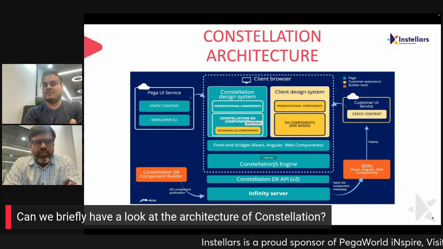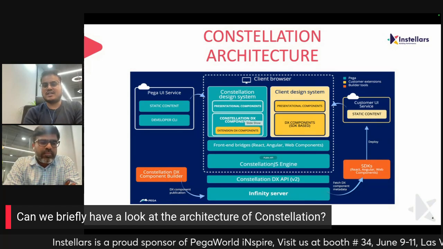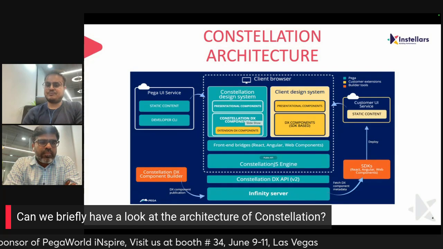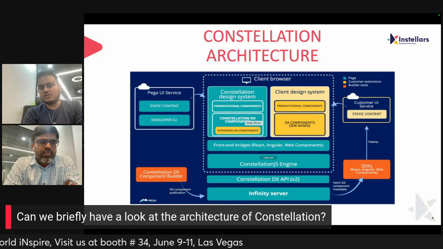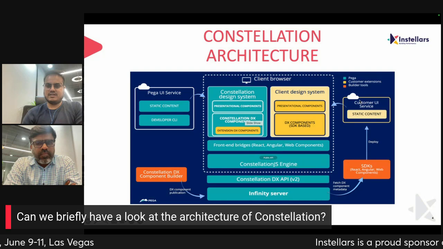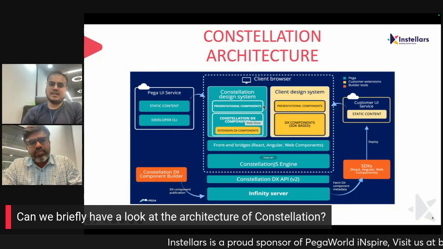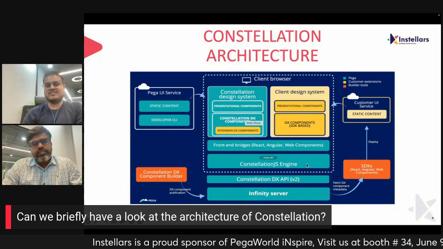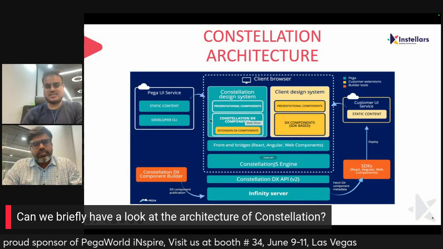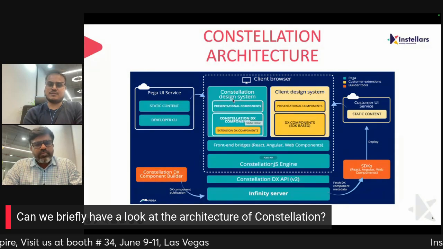As I told you briefly, if you want complex components, or want to add a layer of personalization on top of Constellation, you can use the SDK and create a suite of components or your own portal. That is called static content, or the client design system, which is deployed on the browser. Coming to the browser part, it is divided into multiple parts. One is your client design system, and there is the Constellation design system, which has all the Constellation components that come from Pega.